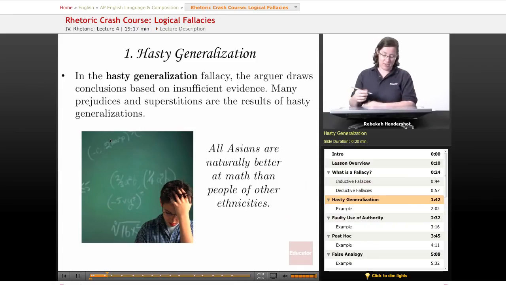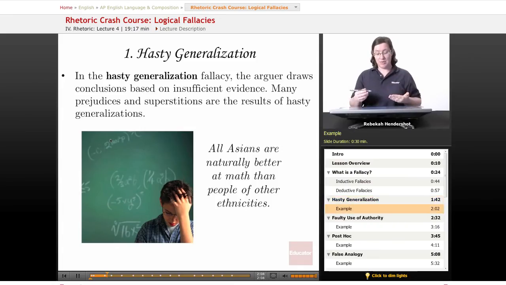So our example here is, all Asians are naturally better at math than people of other ethnicities. You meet a couple of people who are of Chinese or Japanese or Korean extraction or whatever. They happen to be good at math, and you go away thinking, wow, everybody from Asia is really good at math. No, the two people you met are really good at math. There are people who are good at math in pretty much every ethnicity, but you have a small enough data sample or enough bias to start with, and you draw a hasty generalization, in this case, a somewhat racist one.